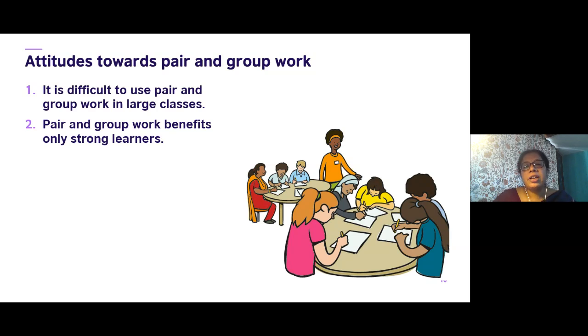Now, pair and group work can benefit all learners, whether strong or weak, if we plan this activity in such a way that we are able to pair them, say, strong and weak together, where we give specific roles for the strong learner on how she or he could help the others in a group. So this way, all the learners can benefit from these techniques, and the strong learners also learn to become more responsible.